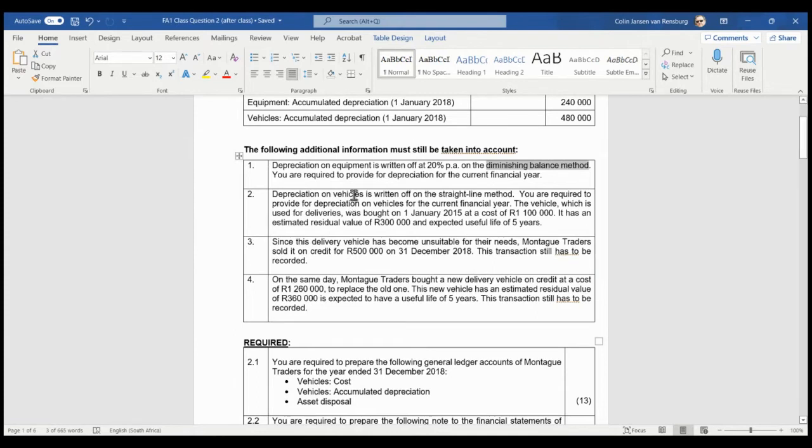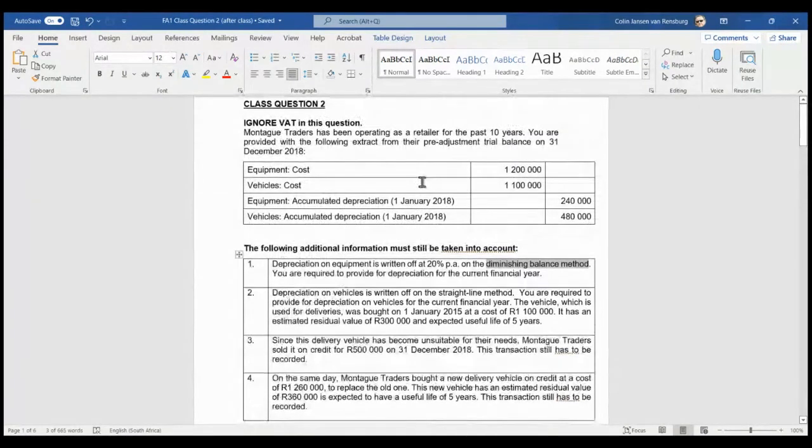And then they say you are required to provide for depreciation for the current financial year, right? So that is going to be our first entry, ladies and gentlemen. We're going to do a journal entry for that. We're going to post it to our ledgers later on. So let us now first see, what do we need to calculate, ladies and gentlemen? This is probably now a little rhyme that must be quite familiar to you. Before we can actually calculate depreciation, what must we calculate first? If you can type in the chat for me, please.